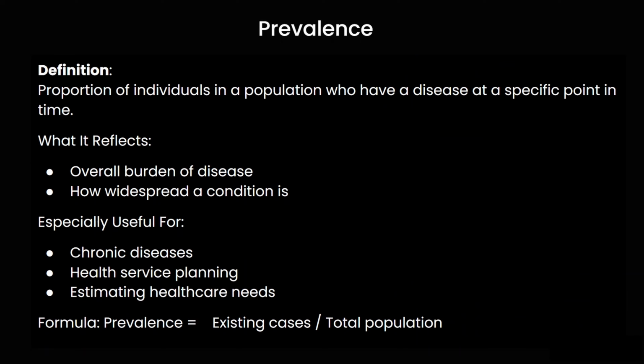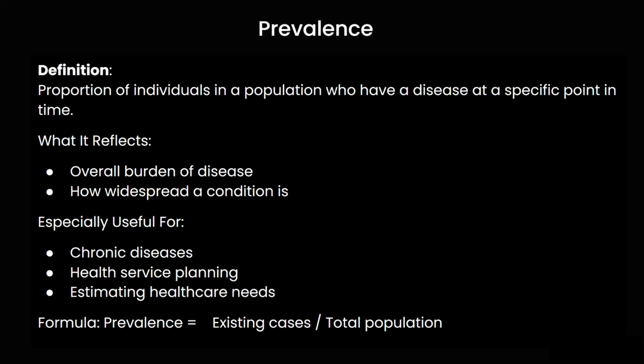Prevalence measures how common a disease is within a population at a specific point in time. It tells us the proportion of individuals who currently have the condition. Prevalence reflects the overall burden of disease in a community.